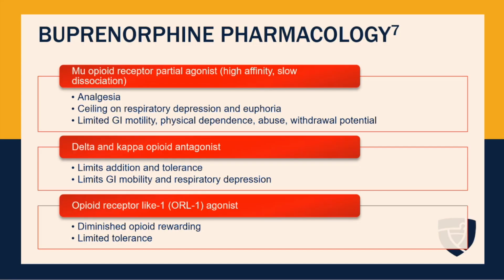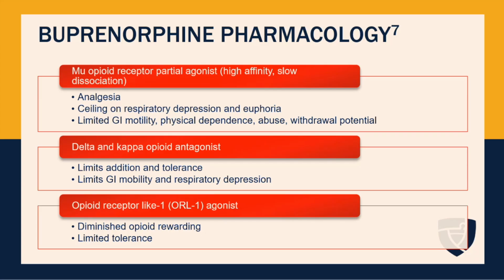So buprenorphine pharmacology, it also hits several different receptors. You have mu-opioid receptor partial agonist activity. So it has very high affinity and a slow dissociation. This activity then leads to analgesia, but also has some beneficial effects in our pain management patients. It tends to then lead to a ceiling on respiratory depression and euphoria with use of buprenorphine. It also helps to limit GI mobility issues such as constipation, physical dependence, abuse, and withdrawal potential.